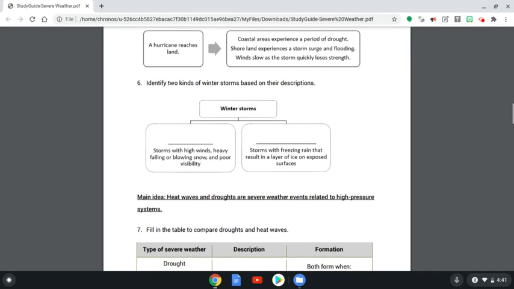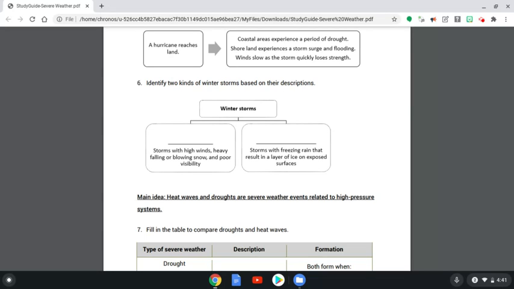Number 6. 2 kinds of winter storms based on their descriptions. A storm that has high winds, heavy falling or blowing snow, and poor visibility is a blizzard. Typically in Yadkin County, we do not have blizzards per se. Blizzards happen more in mountainous regions or in the western United States.